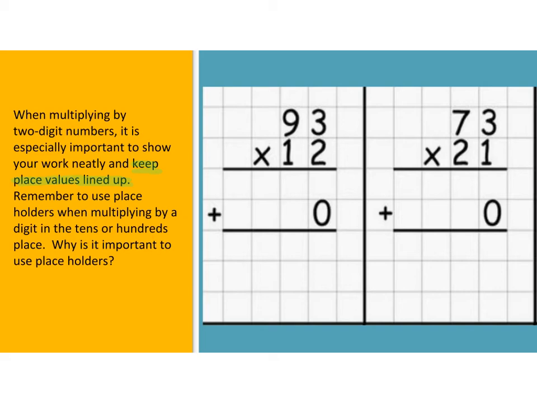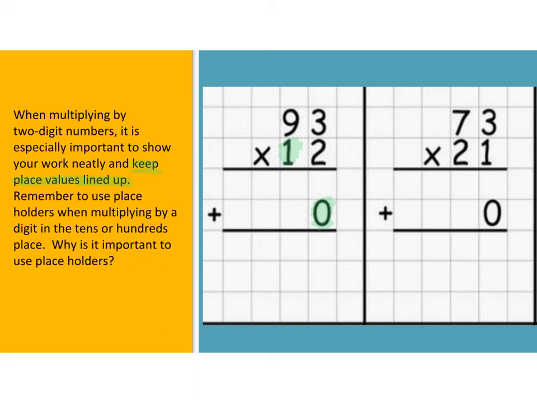I want you guys to think about for a minute the answer to this question. Why is it important to use placeholders when multiplying by two-digit numbers? When we move on to the second number and start multiplying it, we add a 0 in the ones place as a placeholder. This is because we are now multiplying by the digit in the tens place.